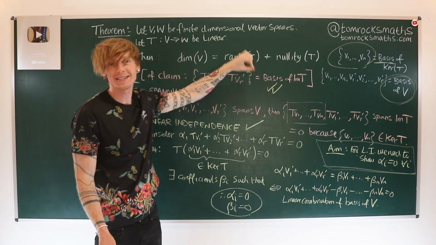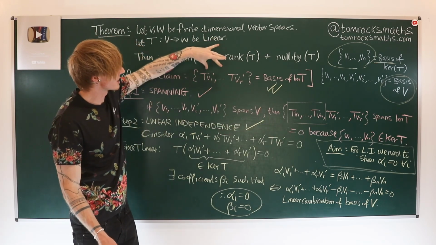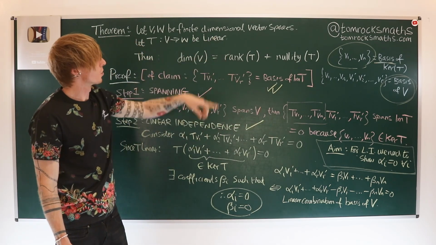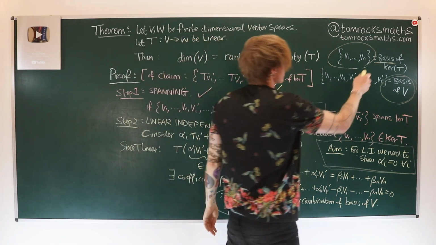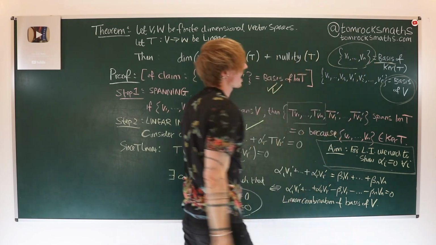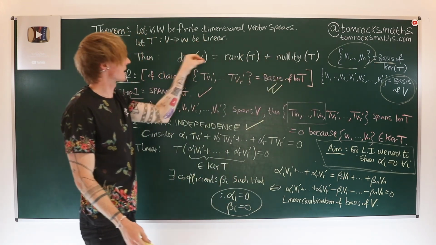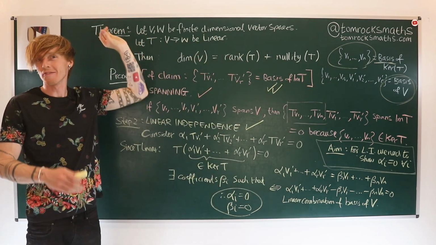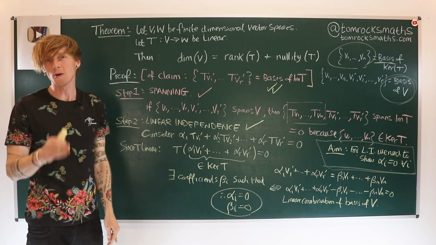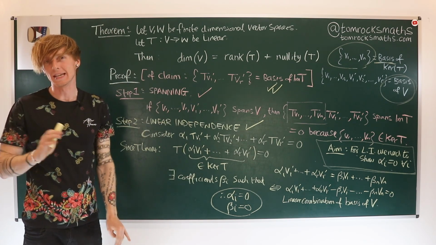Therefore, this is a basis of the image. It has size r, dimension r. We know that the nullity, the size of our kernel over here, there are n vectors there, and V has n plus r. So the rank nullity theorem follows. We have got a proof of one of the most important theorems in all of linear algebra.